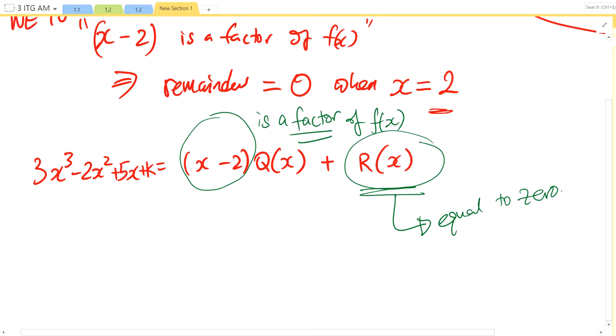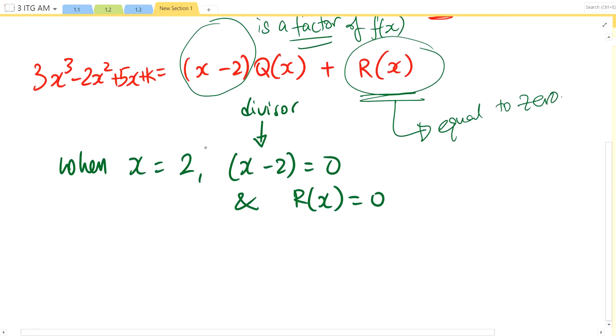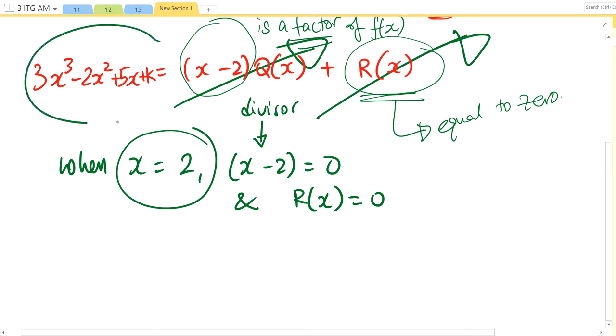Let me write it down in words. When x equals to 2, x minus 2 equals to 0. This is my divisor. And I know that Rx will be equal to 0 because it is a factor. There cannot be a remainder. What does this all mean now? It means that when I sub x equals to 2, this becomes 0, this becomes 0, this must be 0. In summary, factor theorem.